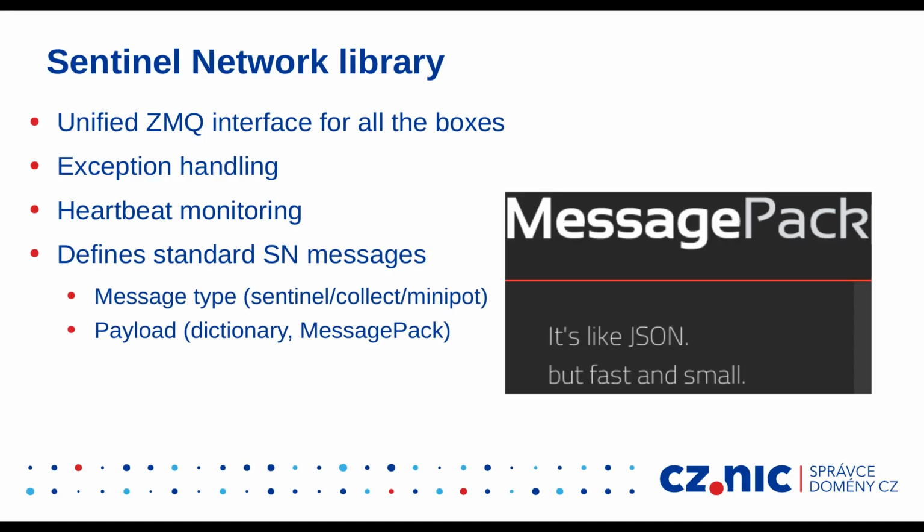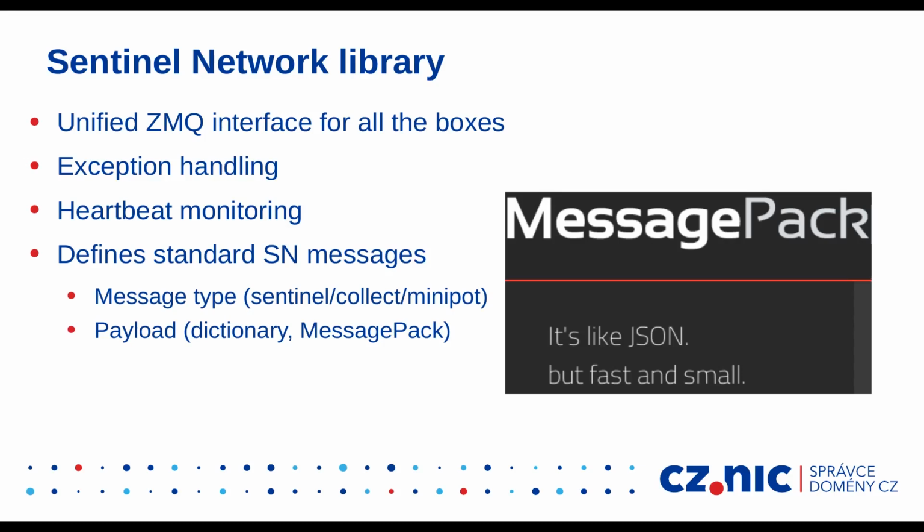The boxes themselves only define which sockets we have to supply for them to work, like basic input and output sockets. All the details about socket's direction, pattern, or destination are then shipped as a resource via command line configuration arguments. The Sentinel Network library also provides the boxes with basic exception handling and implements heartbeat monitoring across the network. Another important feature of the library is the definition of standard Sentinel Network messages. Standard Sentinel Network messages are used across all the boxes as the default data exchange unit.